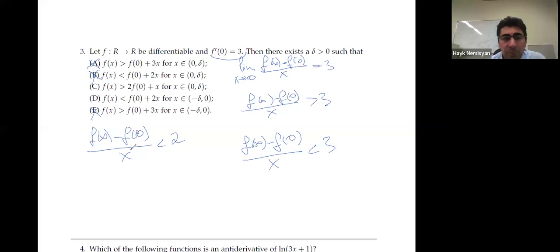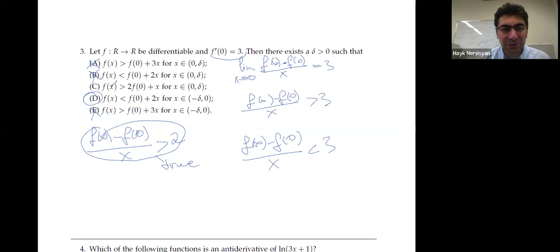What about D? If we divide by x, and knowing delta, we now have x negative. If x is negative, this is greater than 2. And this is true because if we have some function that tends to 3, starting from some moment it is going to be greater than 2. Hence, this is true.